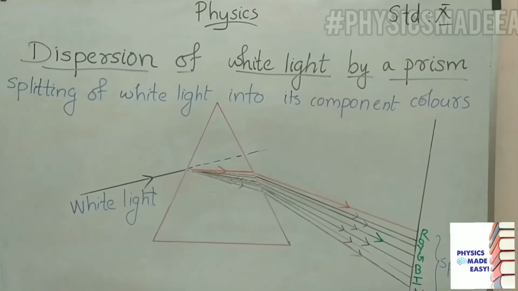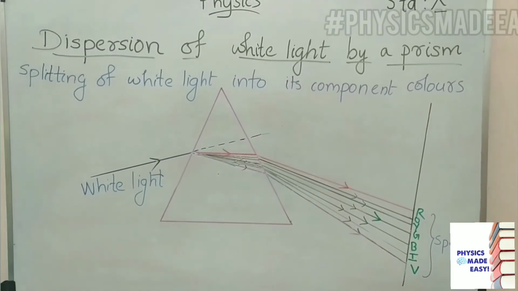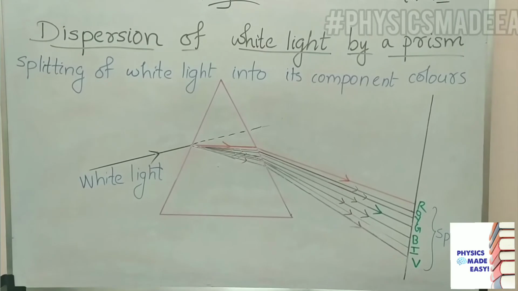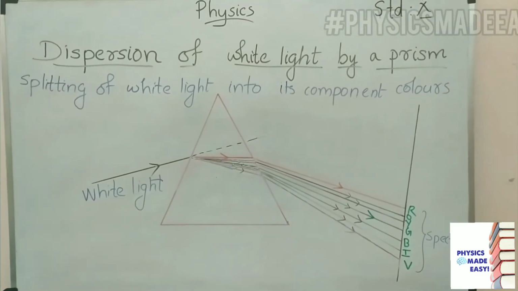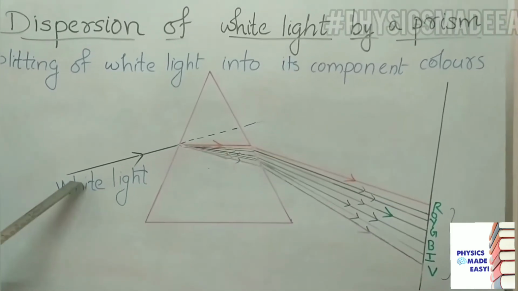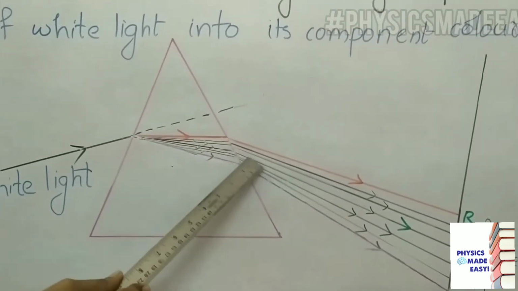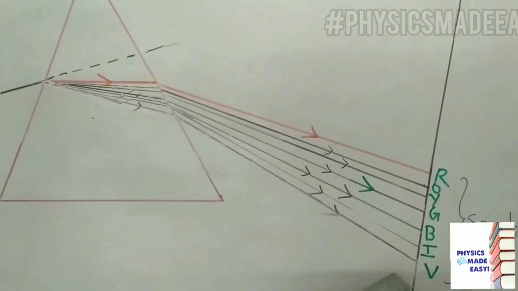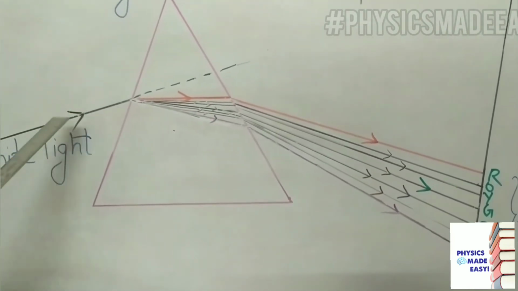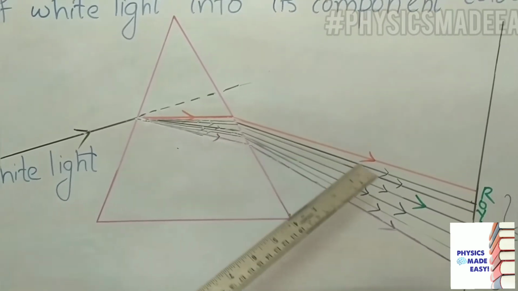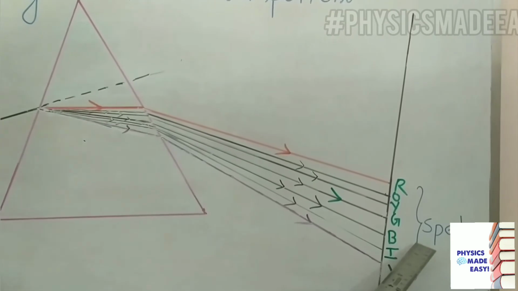Our next topic is dispersion of white light by a prism. Children, in 8th standard we studied that when a ray of light is passing through a prism, it will split into its component colors. Here you can see this is white light entering into a prism, and after that you can see that it is emerging out as different colors. Okay children, that means a ray of light passing through a prism, you can see a band of colors. We can call that band of colors a spectrum.